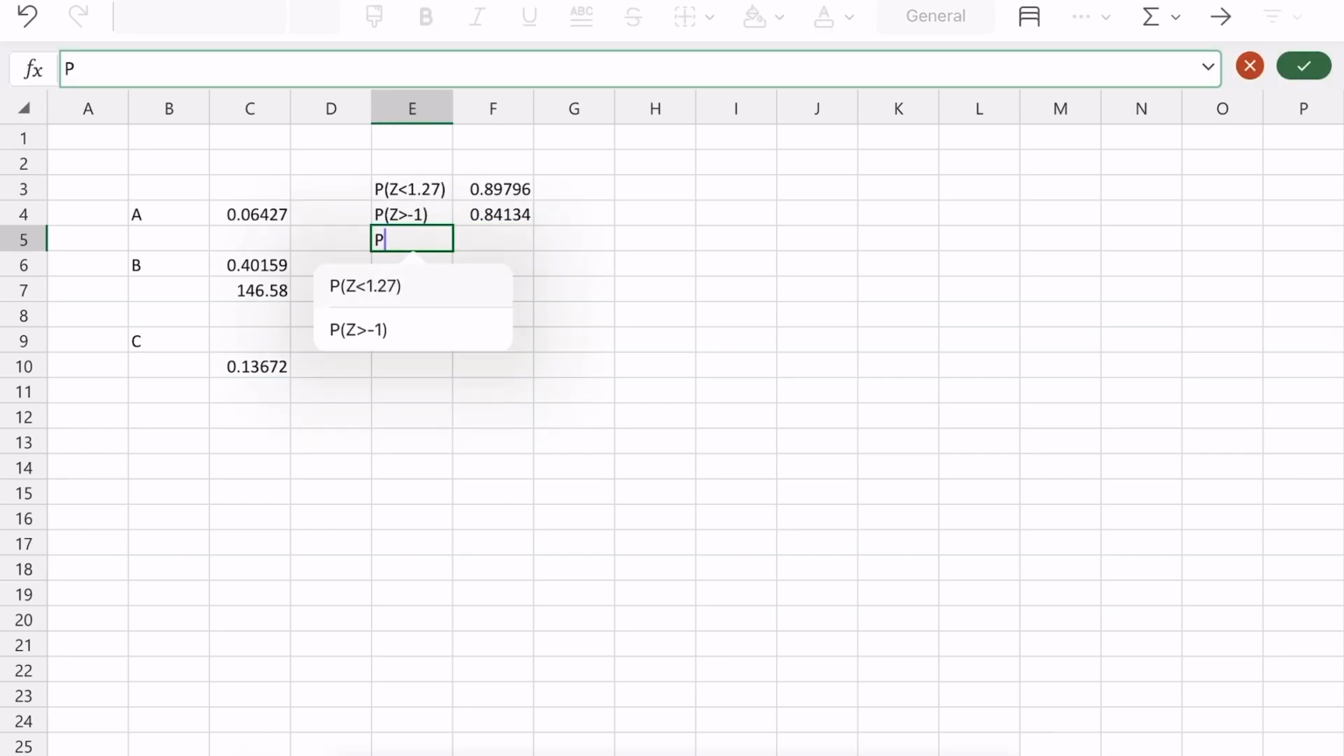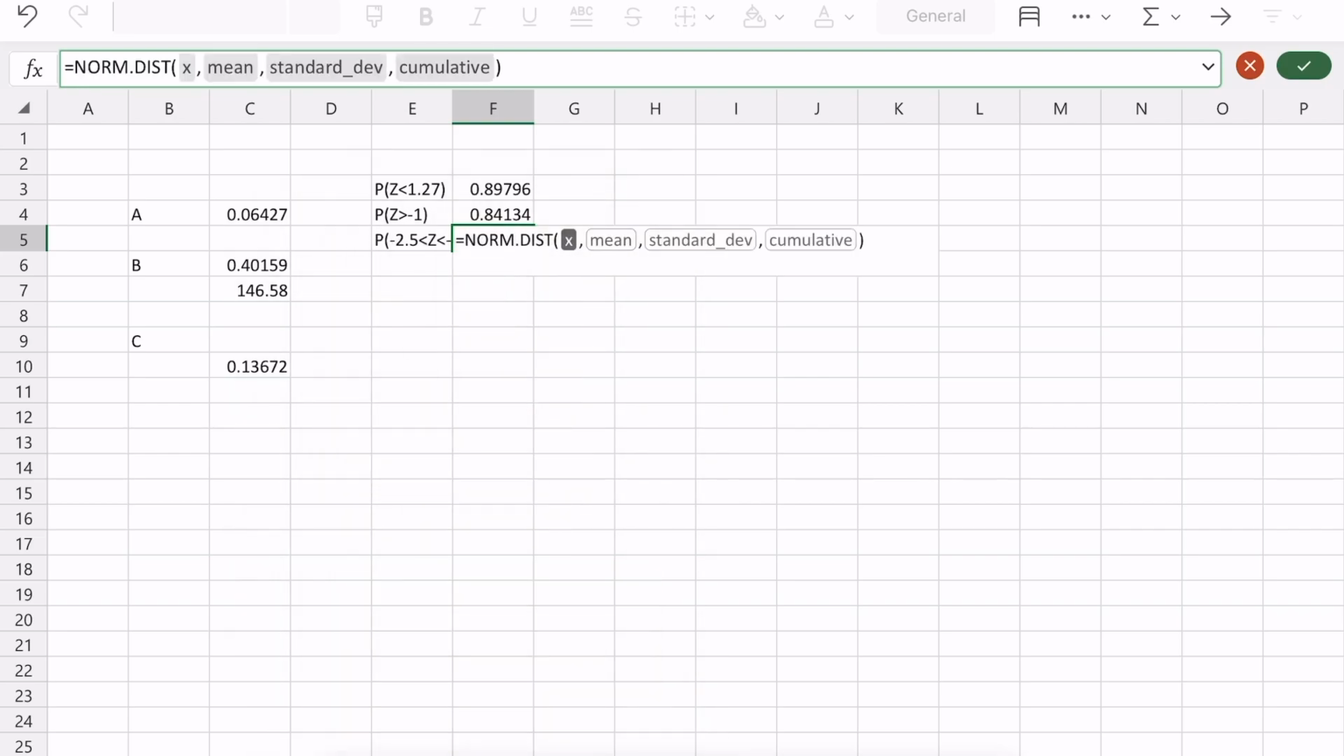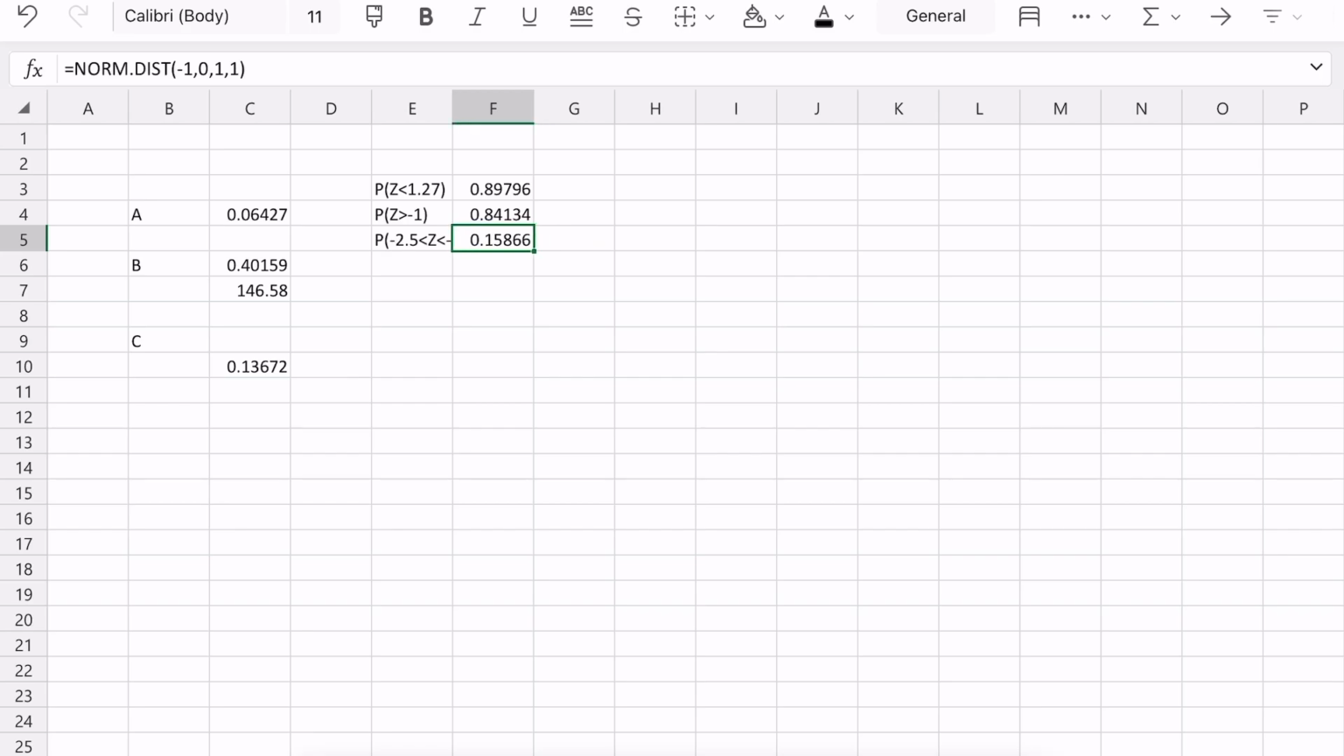The probability that negative 2.5 is smaller than z, and z in turn is smaller than negative 1, that probability is going to equal... now I'm going to get norm.dist, negative 1, 0, 1, 1, cumulative, and then the arrow, Excel, enter.